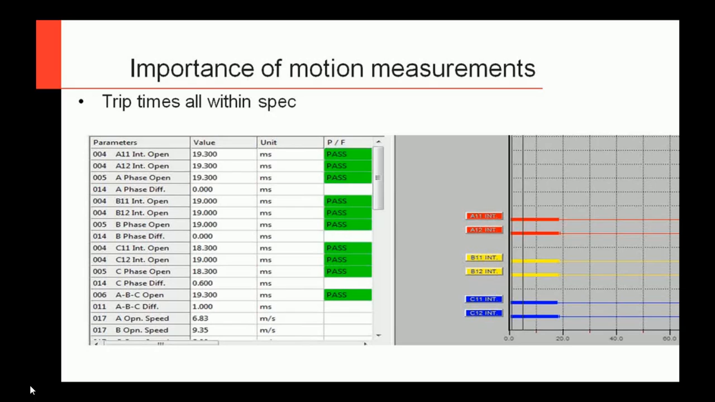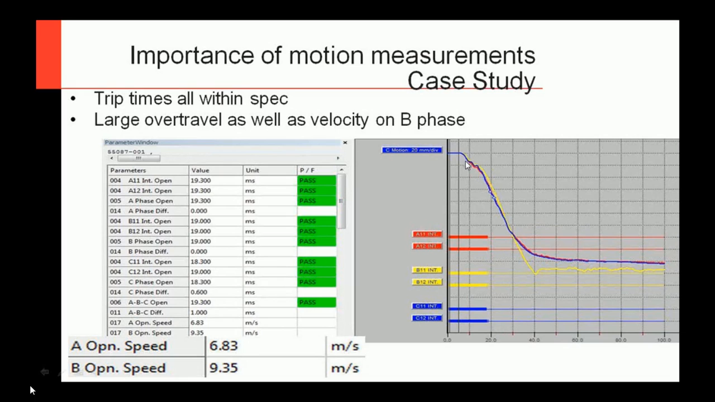So if I was just doing timing, I'd look at my results, say, hey, this breaker looks good, let's put it back in service. Well, they hooked up a transducer and were measuring travel on this one. And when you look at the travel, you'll see once again, all the times are good. And then you have A and C phase have a nice smooth transition, no over travel, and they align perfectly. But you'll notice there's a large over travel here on the B phase, and the total stroke length is quite different as well. And one thing I'll mention, the open speed here was 6.83 meters per second on the A phase, where the B phase had 9.35 meters per second.